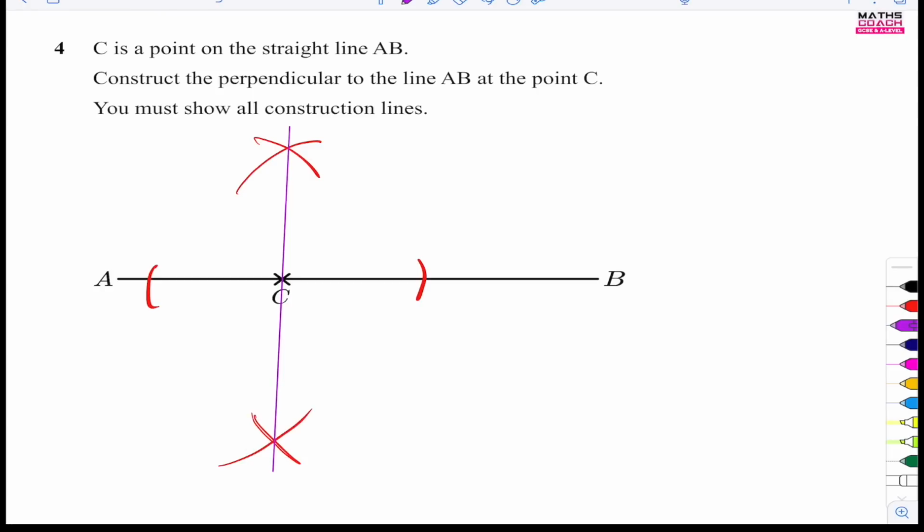Now, like I said, this isn't accurate because I'm doing it without a compass and I'm just showing you where the construction lines go. But what you should find, and you can measure this, should be 90 degrees. And then you've done it correctly.